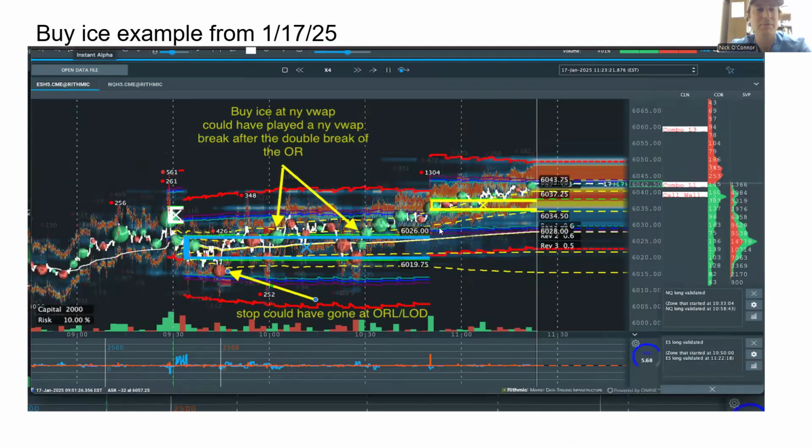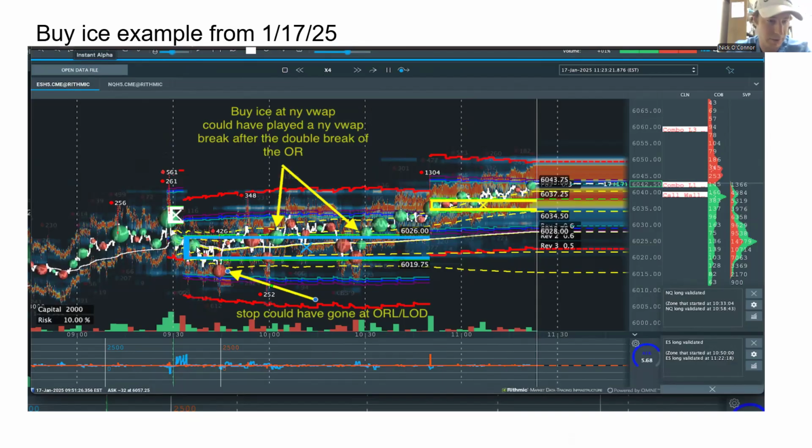Here's another example. We got a buy ice example, and in this one, I had purchased the zone drawing tool, so I wanted to give an example of how that looks. So on this day, this was January 17th, and I think you guys were in Dallas this day. And what happened on ES was we had some buy ice detected here at New York VWAP, the line going right through the middle again.